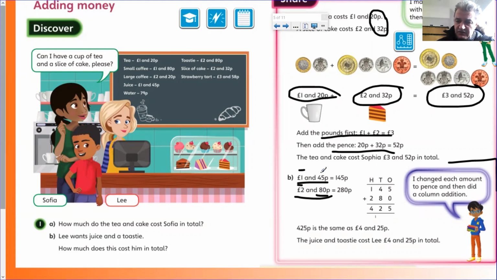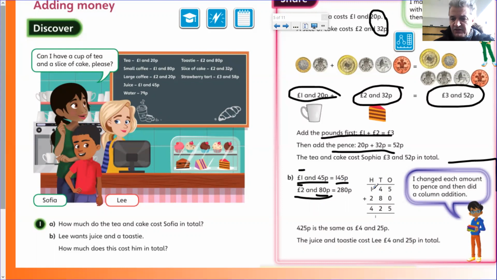So what I'm going to do is convert these numbers into pence. So £1.45 becomes 145 pence. £2.80 becomes 280 pence. Then what I've done now is a column addition. Ones, tens, hundreds. These are pence, not pounds. I make sure my units are underneath each other, my tens are underneath each other, my hundreds are underneath. Really important, the setting out.